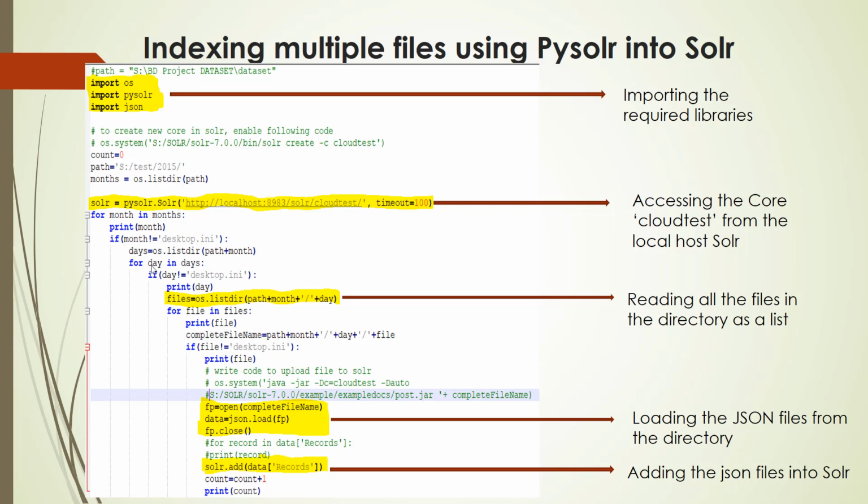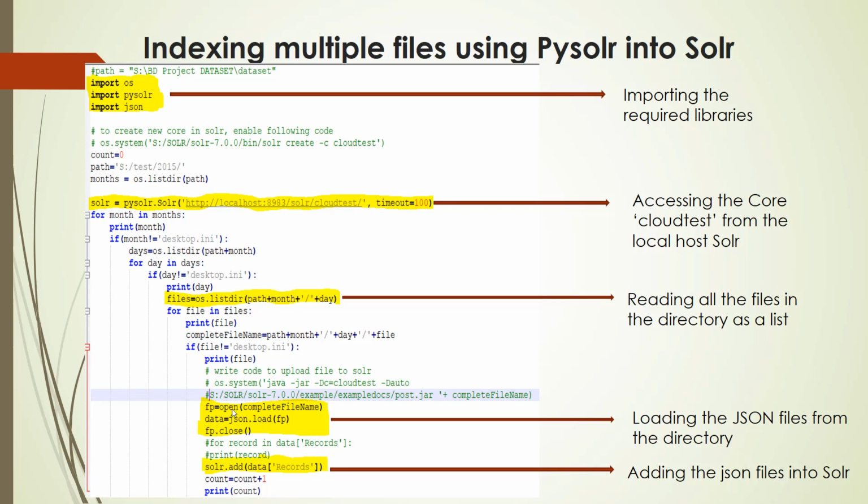Once we go into the months and days folders, we get the list of files in the directory, and we can save these files into the files variable. Once we load all the files into the files variable, we print each file to see whether we are getting the required output or not. Once we get the required output, we open each file from the complete file name variable and load this data into JSON format in the data variable.